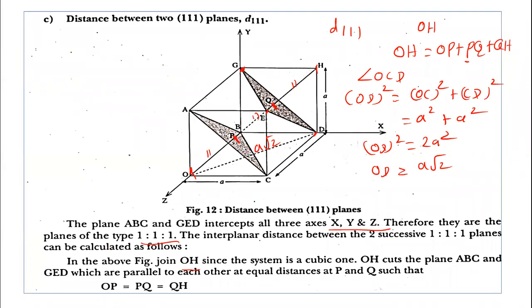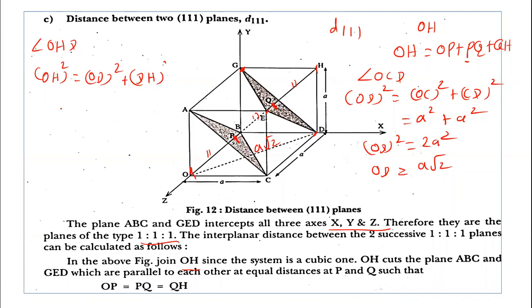Okay, so this is the right angle triangle OHD. In this right angle triangle, we can write according to the Pythagoras theorem, OH square is equal to OD square plus DH square.